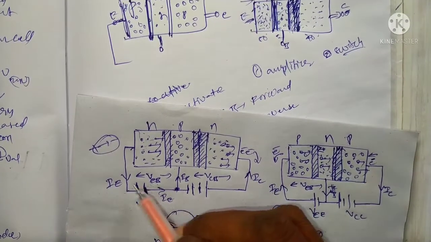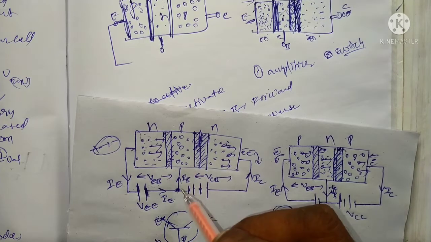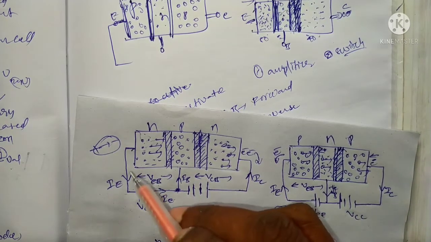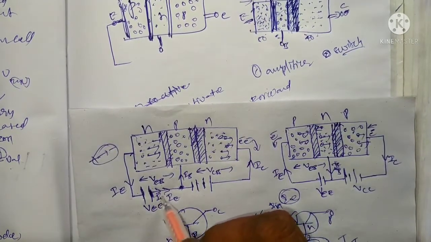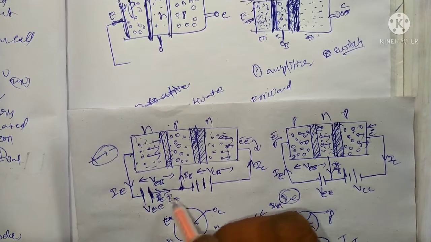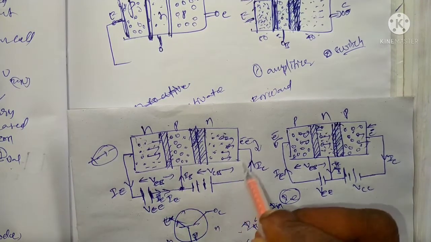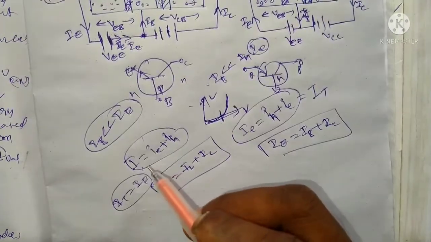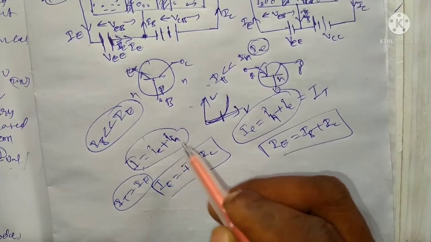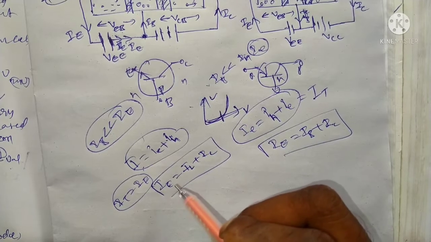At the junction, the collector current is coming out and the base current goes this side. That means IE can be divided into two parts, the base current and the collector current. That is the total current. The total current is due to electrons as well as holes, and it is equal to the emitter current.